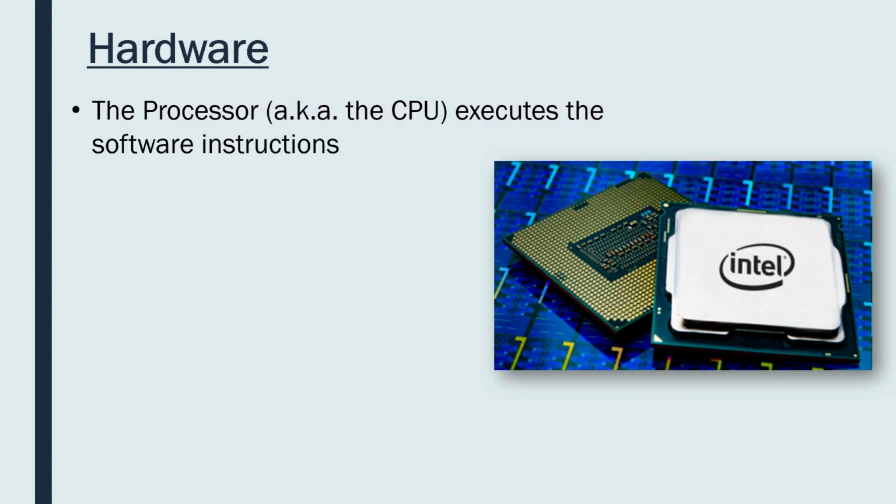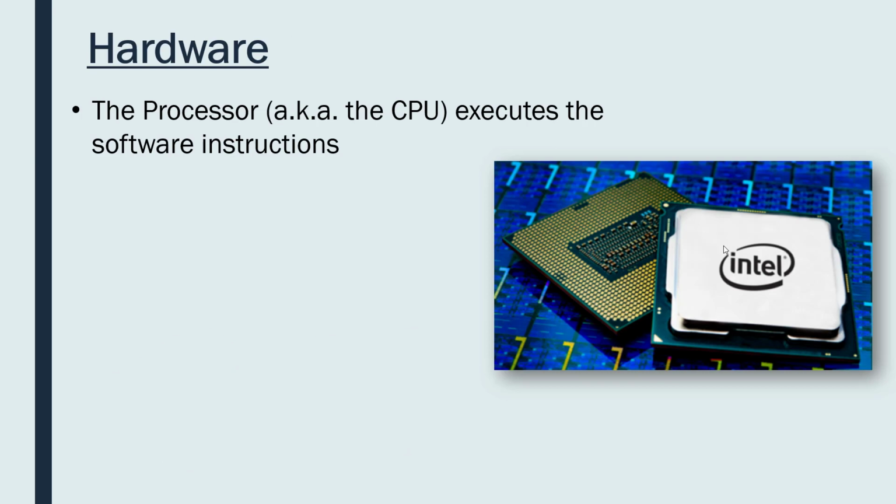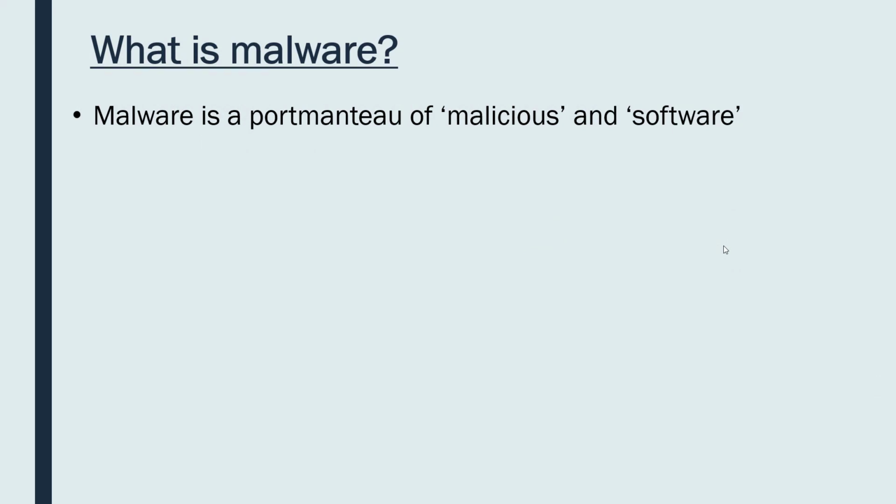So this software is being executed by a device called the processor, or the CPU as it's also called. This is a hardware device, so the hardware is the physical components, the monitor, the hard drive, the graphics card, and the CPU over here, which actually are running the instructions which are written in software. That is more background knowledge, but what we do need to know is what malware is.